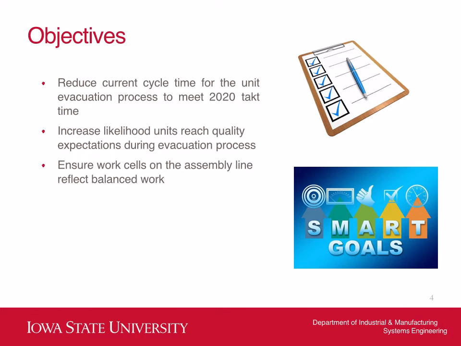The objectives of this project are to reduce the cycle time of the unit evacuation process through a redesigned layout and a re-engineered gantry system. Also, to increase the likelihood that units reach quality specifications during the evacuation process. And to ensure all assembly stations on the line reflect balanced work with the newly implemented system.